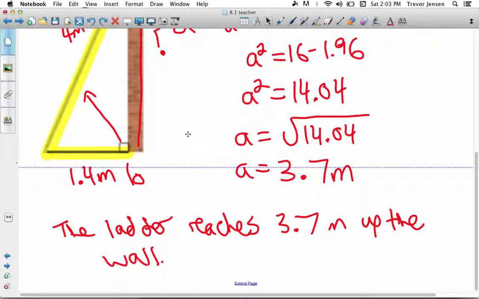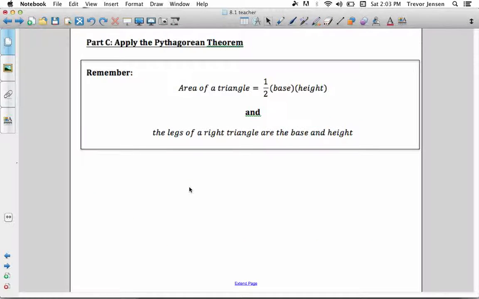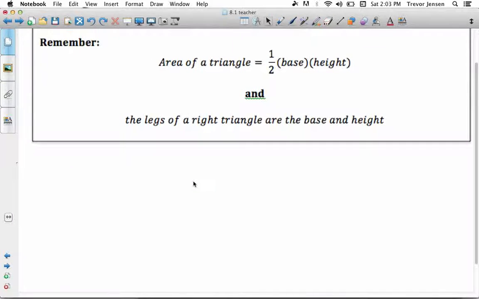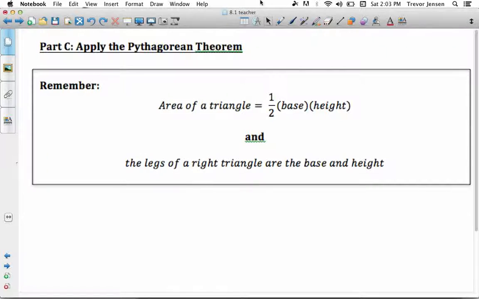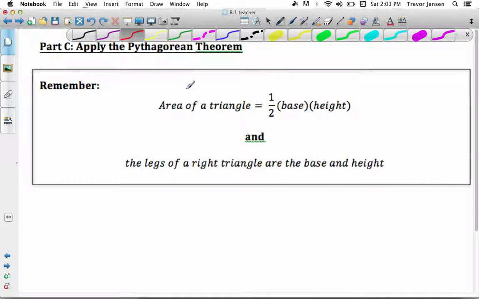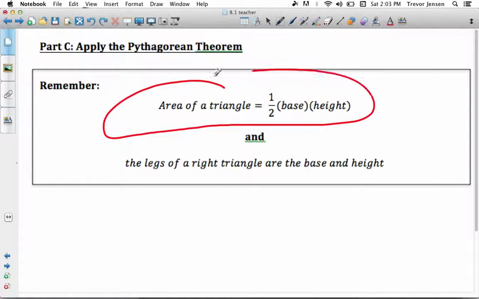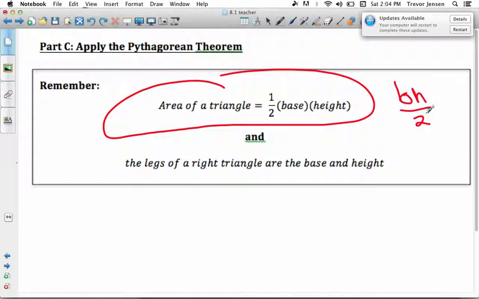I think we have maybe one, maybe two more questions to do. Let's do another application of the Pythagorean Theorem. To do this question, you're going to have to remember how to find the area of a triangle. So remember, the area of a triangle equals half times base times height, or you could write it as base times height divided by 2, whichever you prefer.